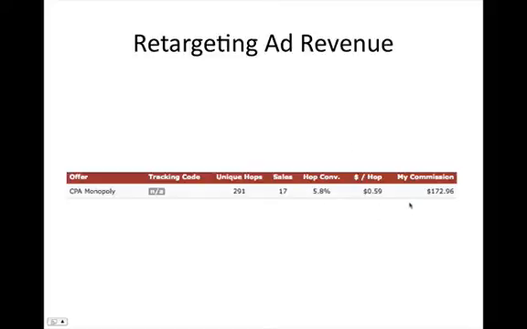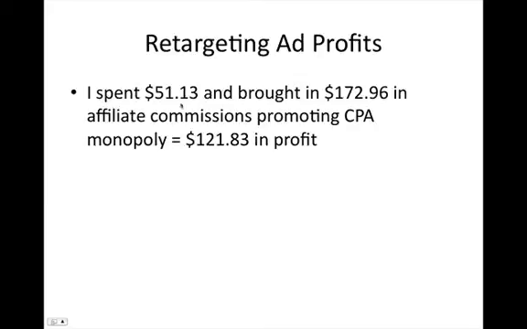And the revenue, I made $172.96. This was maybe running for a few days or a week or so. So that was pretty cool. I spent $51.13 and I brought in $172.96 in affiliate commissions promoting CPA Monopoly. That gave me $121.83 in profit.